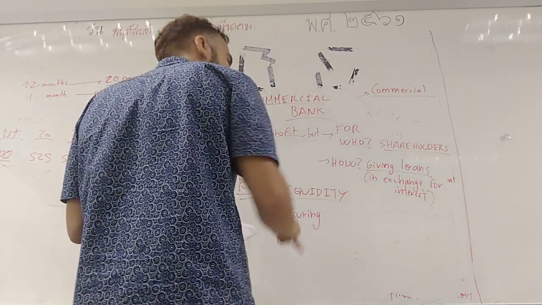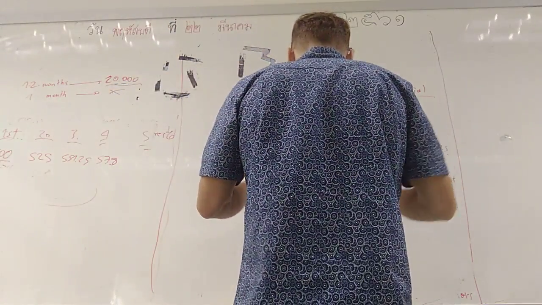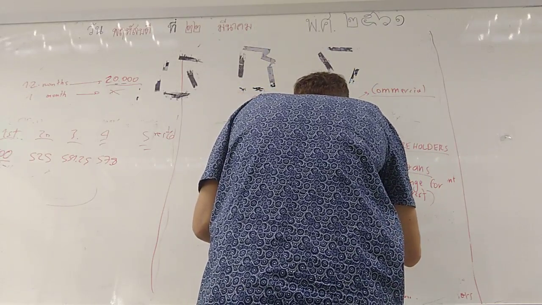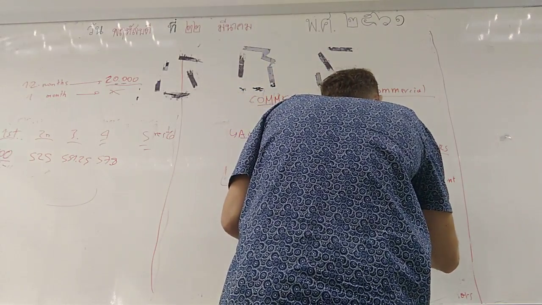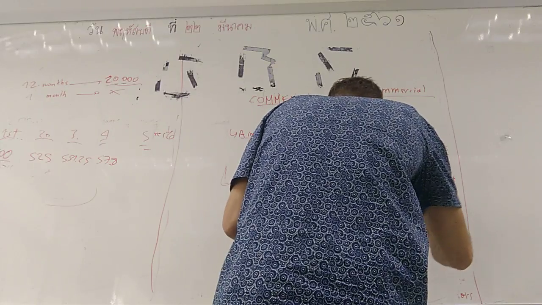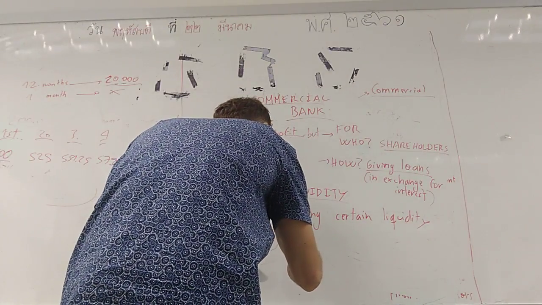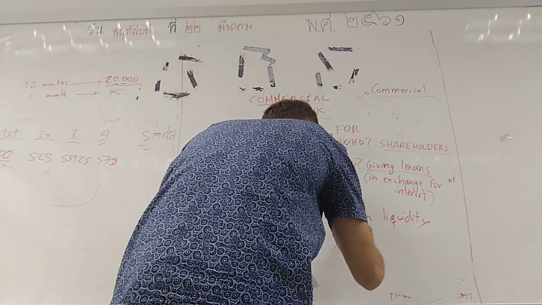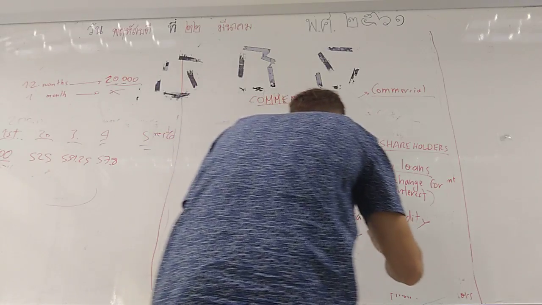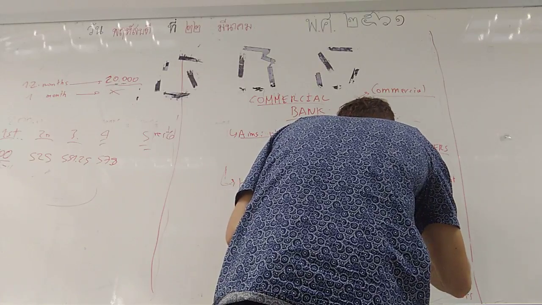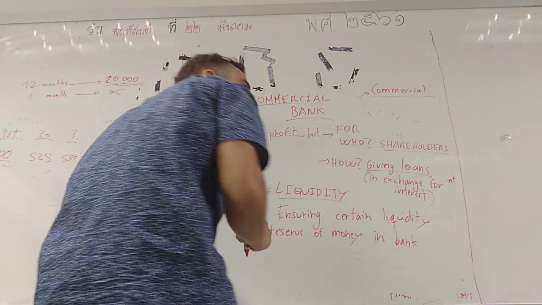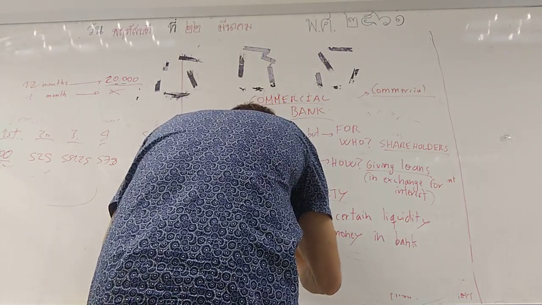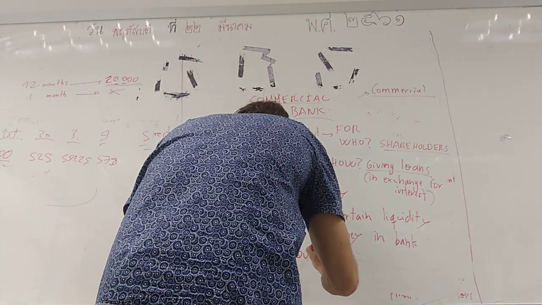So why do we need liquidity in the bank? Why do we always need money and not just lend the whole amount? Inserting a certain liquidity, which is a reserve of money in the bank. In Spain it used to be 15-20% normally. So this is called liquid assets.